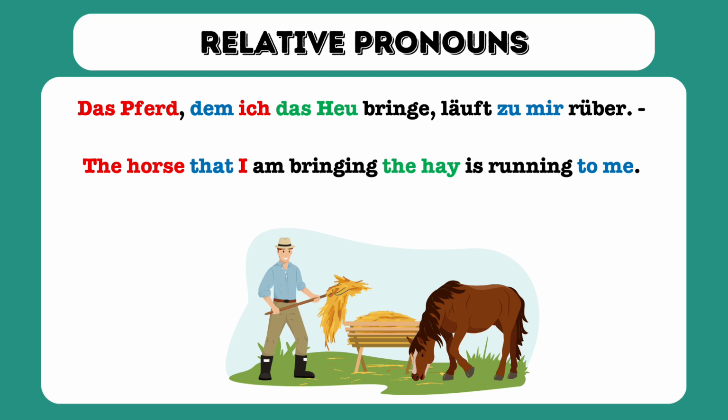Dem ich das Heu bringe could be rearranged as Ich bringe dem Pferd das Heu. I am bringing the horse the hay. So we're of course using the horse here in the dative case, which is why it says dem at the beginning of this clause, dem ich das Heu bringe. Das Pferd, dem ich das Heu bringe, läuft zu mir rüber.